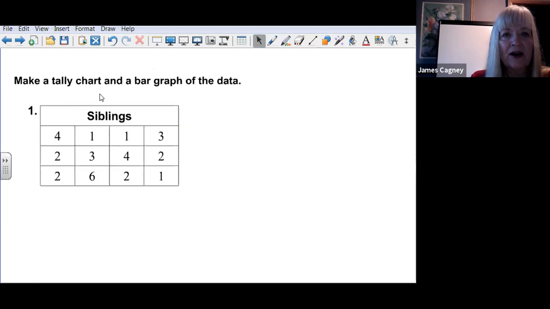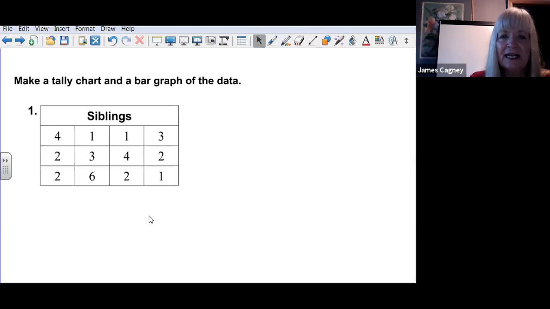Make a tally chart and bar graph of the data. So whenever I collect a bunch of data, I need to do something with it. The first step in organizing it is to make a tally chart. That means I am going to tell how many had what. So here I have 1, 2, 3, 4 by 3. So there were 12 people who answered this survey as to the number of siblings. Somebody had 4, this person had 1, this person had 1, this person had 3.